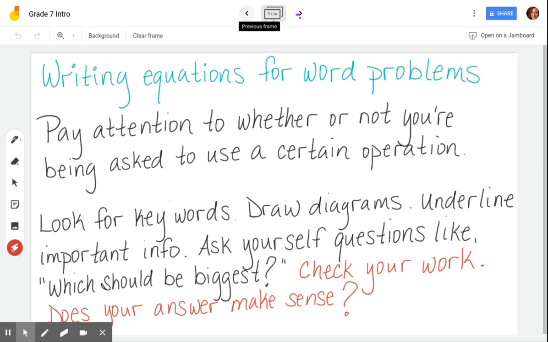Look for keywords. Draw diagrams. I'm a very visual person. It helps me if I see diagrams a lot with problems. Underline the important info. Ask yourself questions like, which one of these two values should be the biggest? Because sometimes that'll help you in setting up a subtraction problem, maybe. Don't forget to check your work. See if it even makes sense. If you're solving for the price of a pencil, and you get like $120, I bet you've done something wrong. So ask yourself if your answer could even be possible.